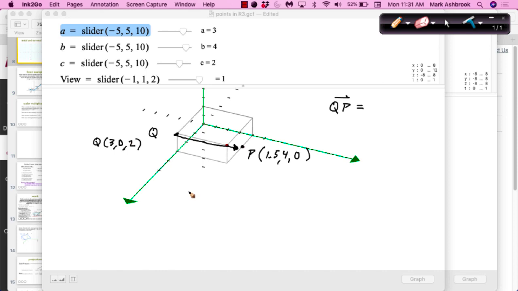If I lose you, ask, right? Lots of you are saying it, but then lots of you are quiet. So QP will be the vector with tail at Q, tip at P, and the x component is negative 1.5, right? 4 and negative 2. Or final minus initial, right? Final coordinate minus initial coordinate will get you the amount of change in each one.